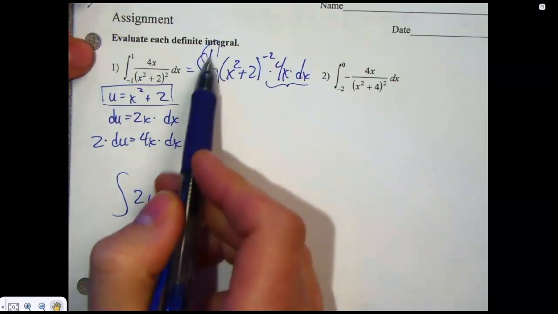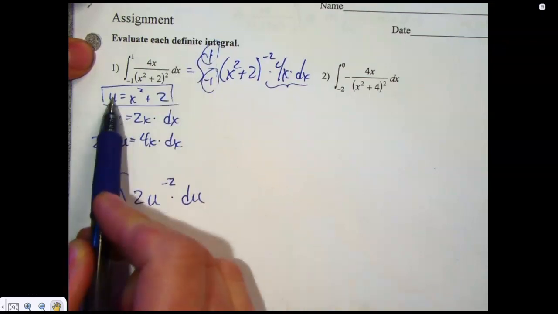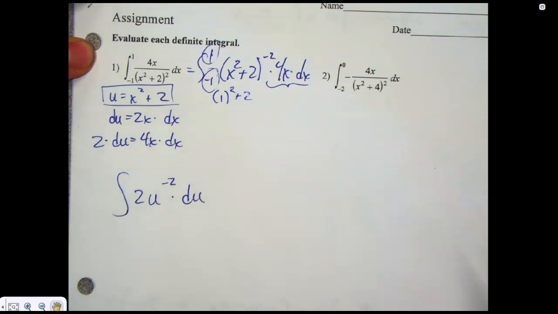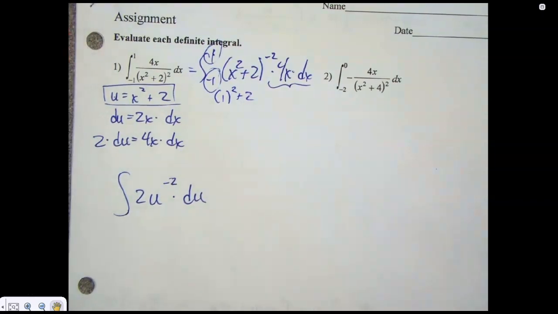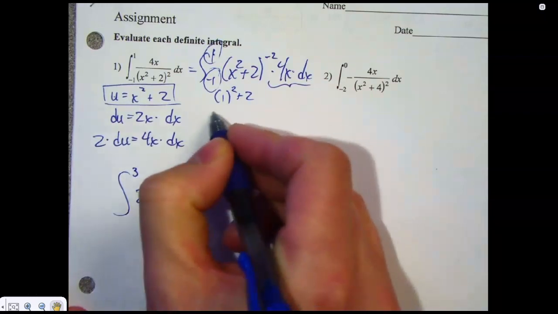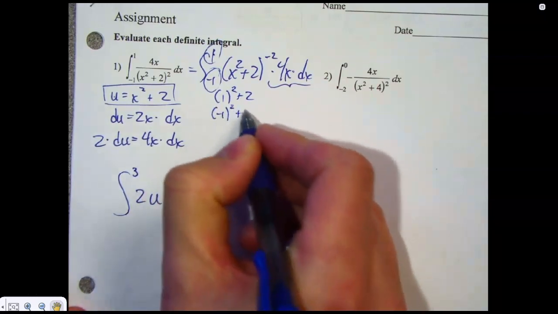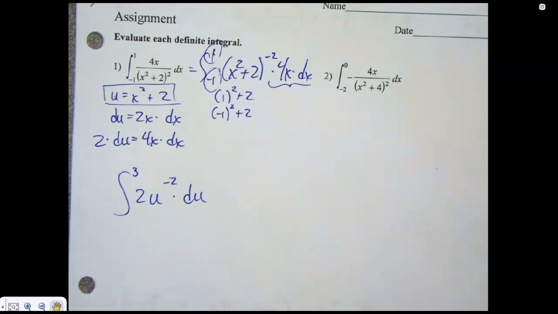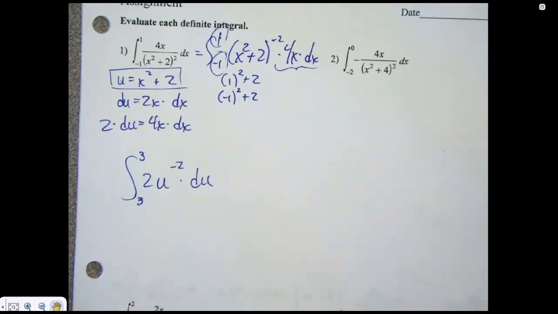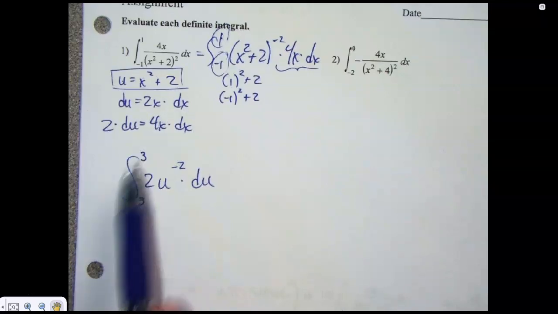So I'm going to plug 1 into this u equals x squared plus 2. So I'm going to have 1 squared plus 2. What does that give me? And then I'm going to plug -1 in. -1 squared plus 2. What does that give me? 3. So this is one of those, like, I love when this happens because I don't have to do anything else. You're trying to accumulate all of the area between 3 and 3.